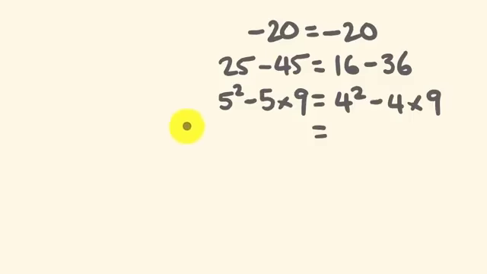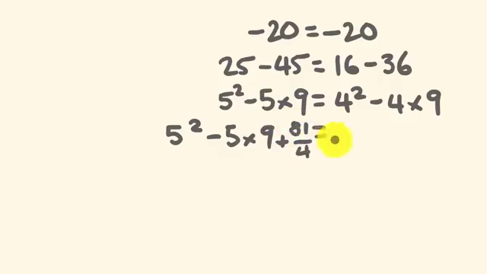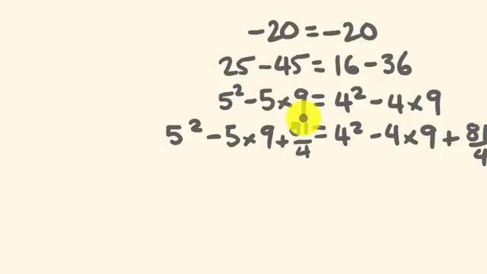So this side of the equation, if I do that, is going to equal 5 squared minus 5 times 9 plus 81 over 4. And this side, to keep it nice and balanced, I'm going to do the same thing. This is going to equal 4 squared minus 4 times 9 plus that same amount, 81 over 4. Now what I'm going to do is I am going to factorise this equation. I'm going to put it in brackets.